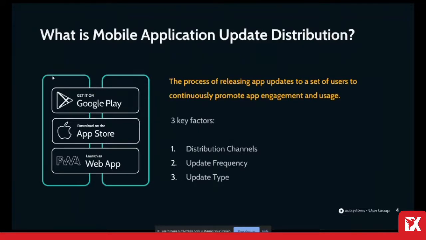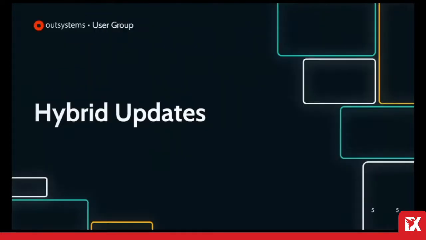Number two is the update frequency. So are you going to be pushing out updates every week, every month, every couple of months? That's something you also have to factor in. However, the third one, and the one I want to be delving deep into, is update type. Now, typically, there are two update types that we would talk about, especially in the realm of OutSystems. Number one being hybrid updates, and number two being store-only updates.